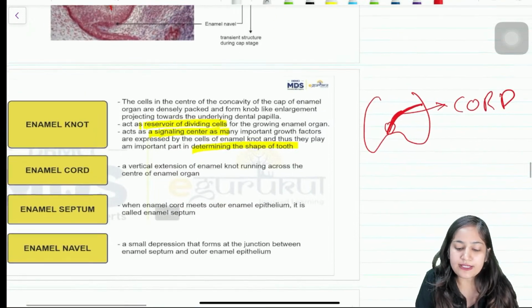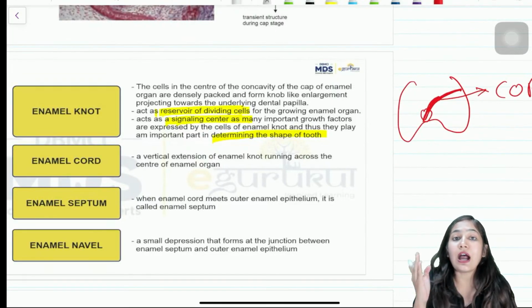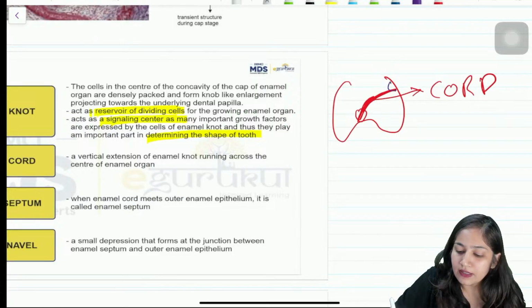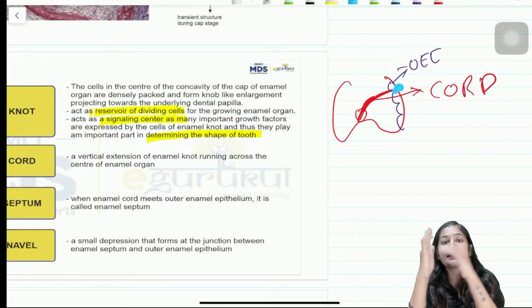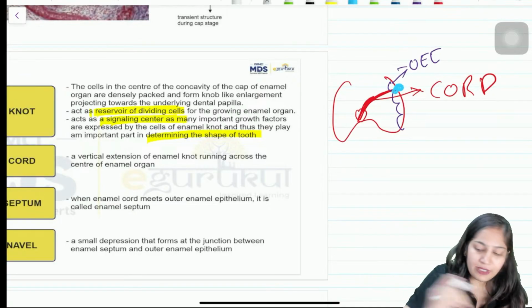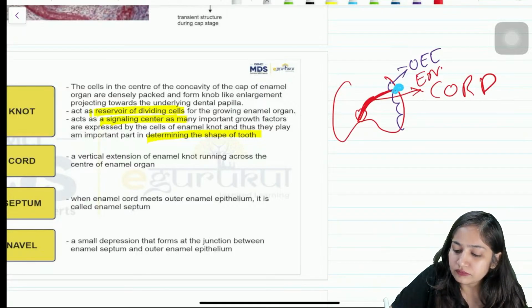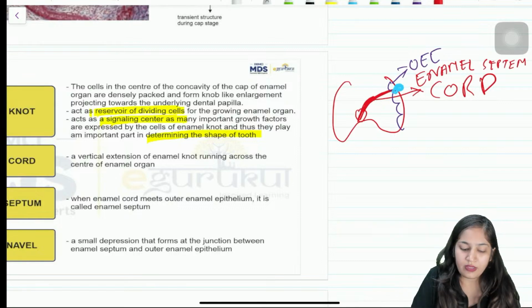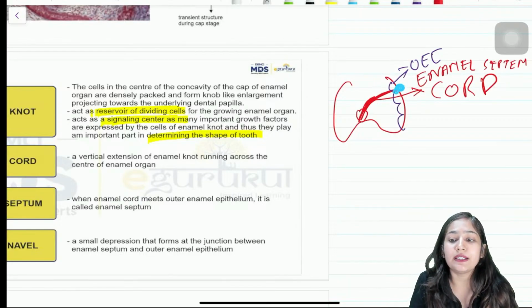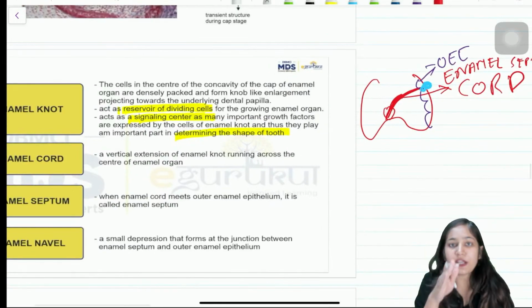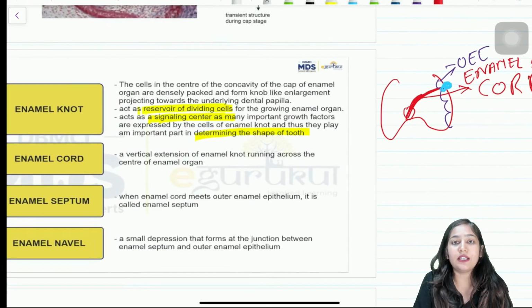Enamel septum. What is enamel septum? When enamel cord meets the outer enamel epithelium. So definitely here we have outer enamel epithelium, right? So when enamel cord meets the outer enamel epithelium, it is enamel septum. The point at which the cord meets the outer enamel epithelium is our enamel septum. And at this meeting point, there is a depression present, which is known as enamel navel. A small depression is present at this junction, which is enamel navel.